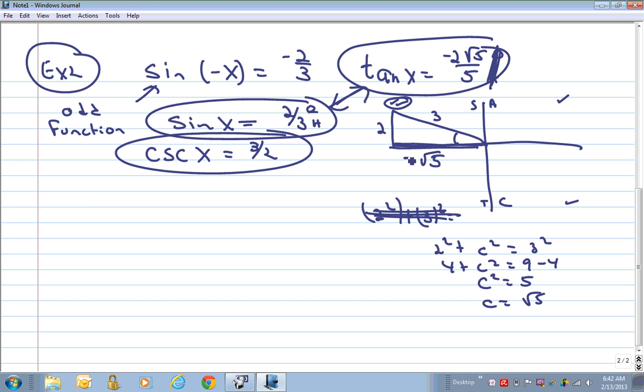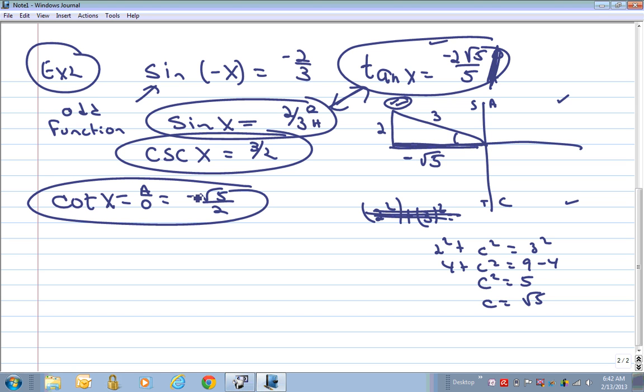I think it'll be easier than taking the reciprocal of tan to find cotan by just looking at our triangle. So cotan x is adjacent over opposite. If you need to keep writing those letters, do that. That'll help keep you straight. So from here, adjacent would be the negative square root of 5 over opposite, which would be 2. And that would be easier than flipping this one and rationalizing it. So there's our cotan value. And now we're left with cosine and secant.